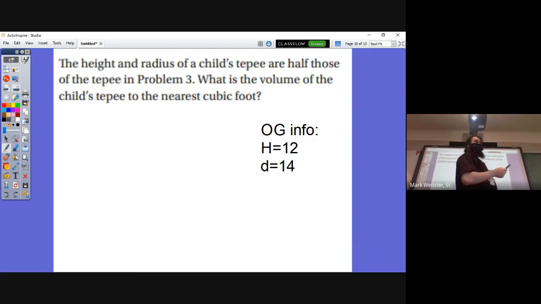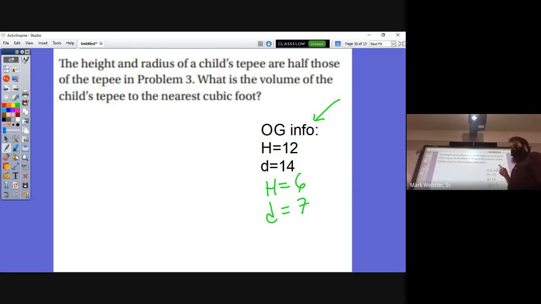Same exact problem. Now they're just telling you, hey, take the height and the diameter and cut them in two, and then do the problem again. So like they didn't provide the OG info. So here's the OG info we had from the last problem. In my opinion, what makes this problem difficult is that they were being difficult about giving you specific information. So the OG info is that the original height was 12, the original diameter was 14. So for this problem, the height equals 6 and the diameter equals 7. So be careful, because that does mean that you have to cut that in half again.